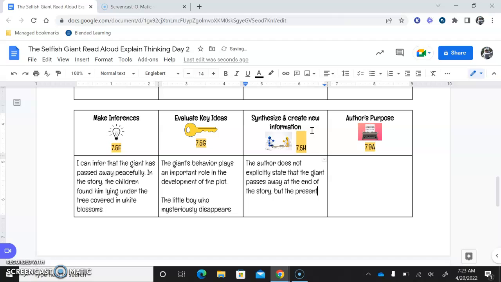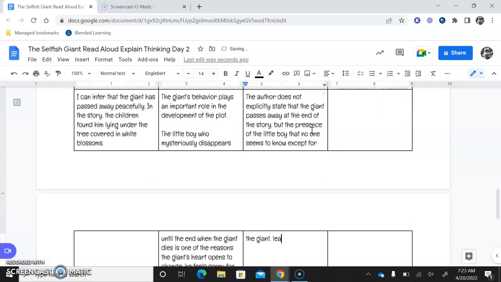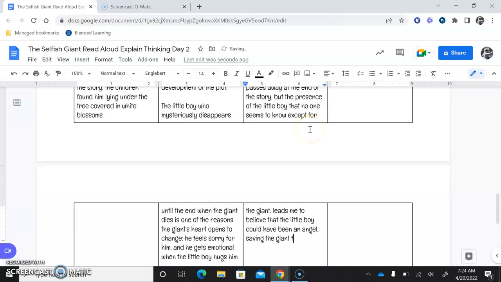but the presence of the little boy that no one seems to know except for the giant, leads me to believe that the little boy, which I cannot spell apparently, could have been an angel, saving the giant from selfishness.